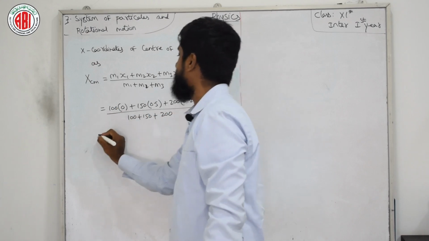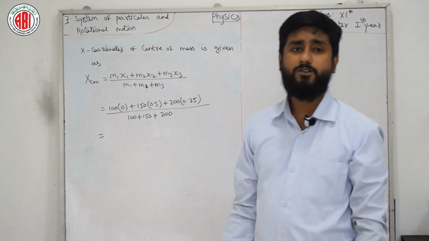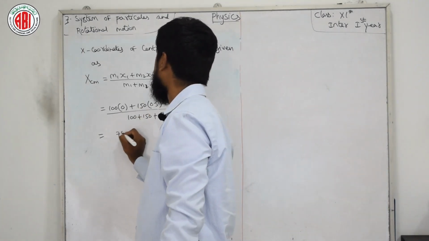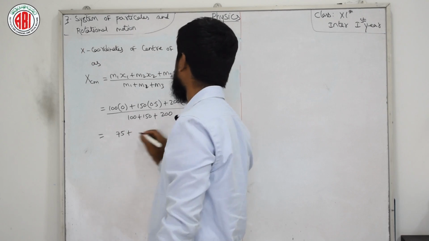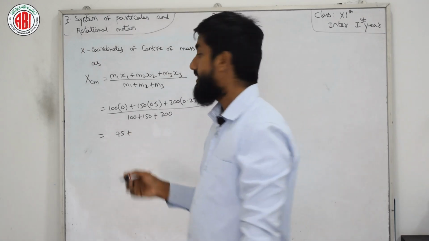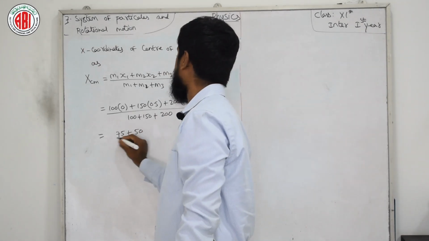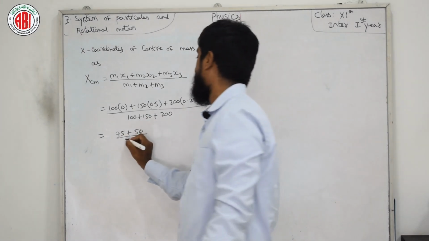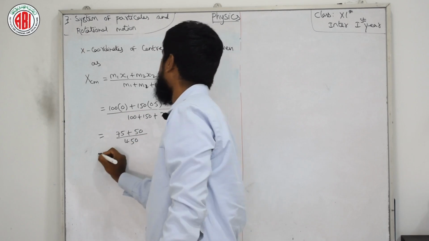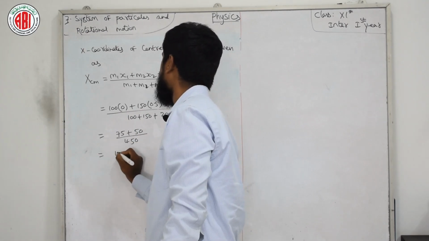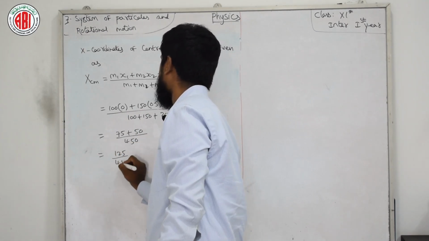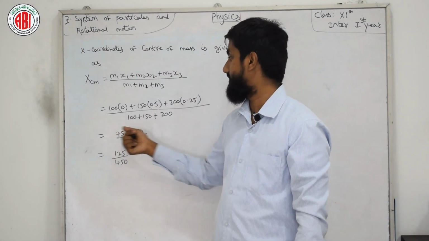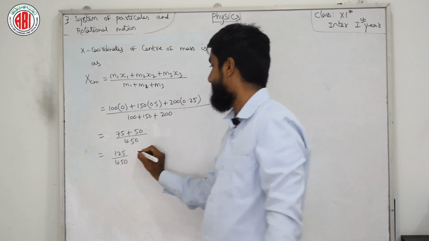The first term becomes 0. Why? 100 into 0 is nothing but 0. 150 into 0.5 is 75, plus 200 into 0.25 is 50, whole divided by 100 plus 150, which is 250, 250 plus 200 is 450. Now this is 125 by 450. How did I get this? 75 plus 50 is 125, and 450 stays as it is.